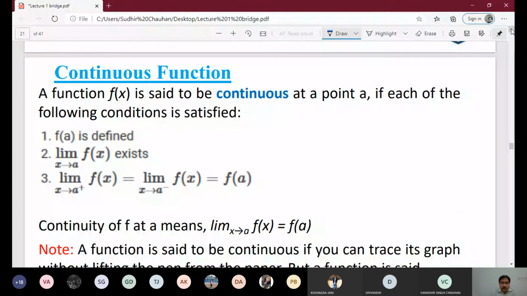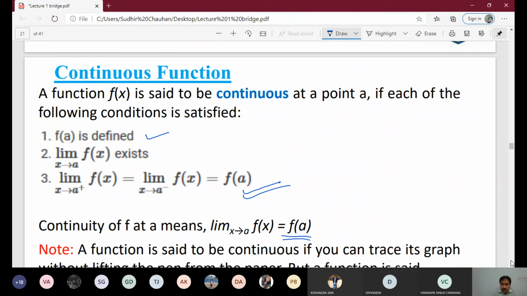A function f(x) is said to be continuous at a point a if each of the following conditions is satisfied. f(a) is defined, that is the first condition, that the function should be well defined at that particular point, that is the value. Limit x tends to a exists, that is the left hand limit should be equal to the right hand limit, and it should be equal to the value of the function at that particular point. So if it is satisfied, then we can say f is continuous at x is equal to a, and limit x tends to a f(x) is equal to f(a), that is the value of the function at that particular point.